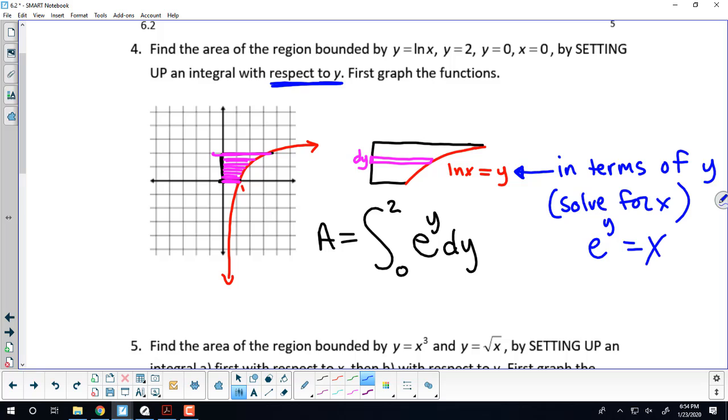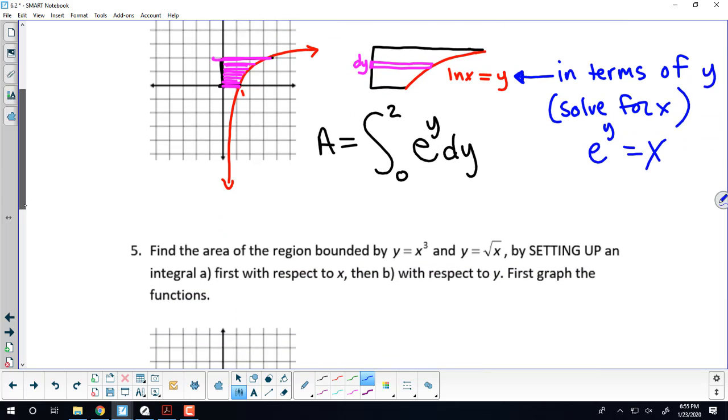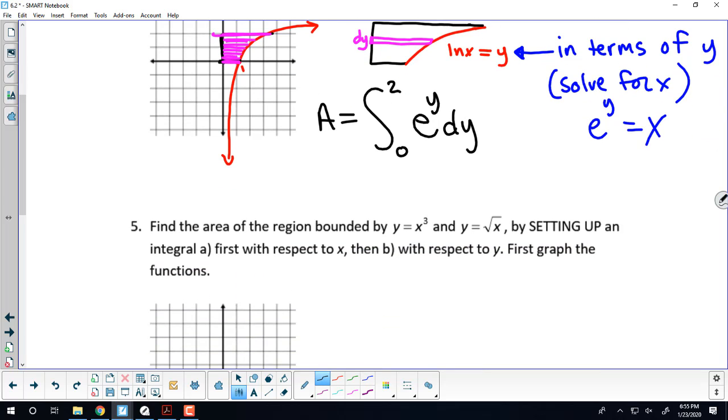Do you want an actual decimal number for the result, or can we leave it as e squared minus 1? Yeah, I would leave it as exact. The antiderivative is e to the y, so yeah, we get e squared minus 1. So that's exact. That's fine. All right, any questions on that?